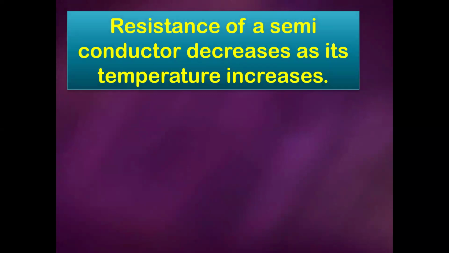What is the behavior of their resistance? Resistance of a semiconductor behaves differently, not like a pure conductor. The resistance decreases as temperature increases. Now, this is a special effect. All semiconductors do not do that. We have a limitation in our chapters. So we say that resistance of a semiconductor decreases as its temperature increases.